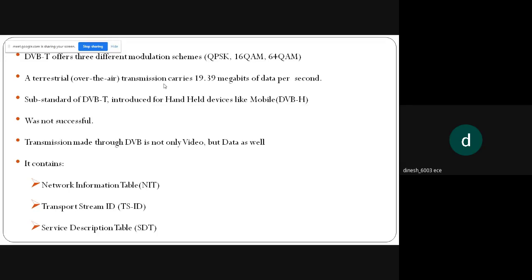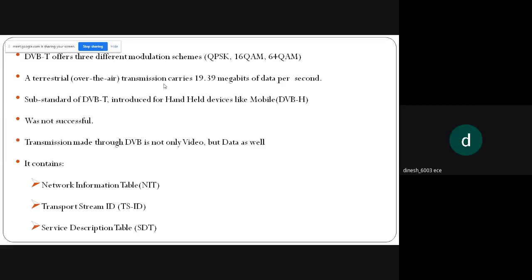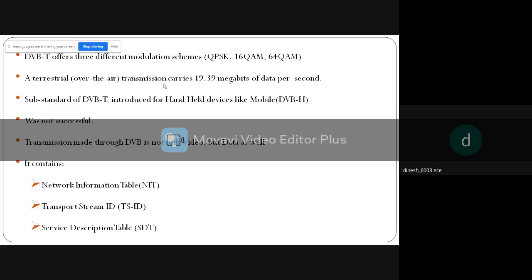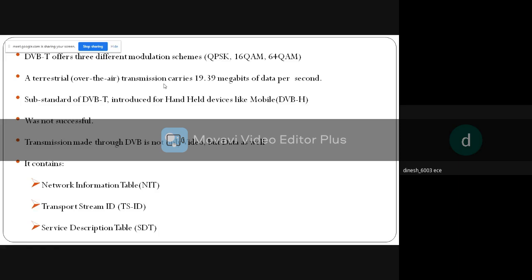After the DVB-T systems, DVB-H systems were introduced. A substandard of DVB-T, DVB-H was introduced for handheld devices like mobiles, and was not very successful. Later transmissions were made through DVB, carrying not only video but data as well. This DVB consists of the NIT, network information table, the transport stream ID, TSID, and the service description table, SDT.